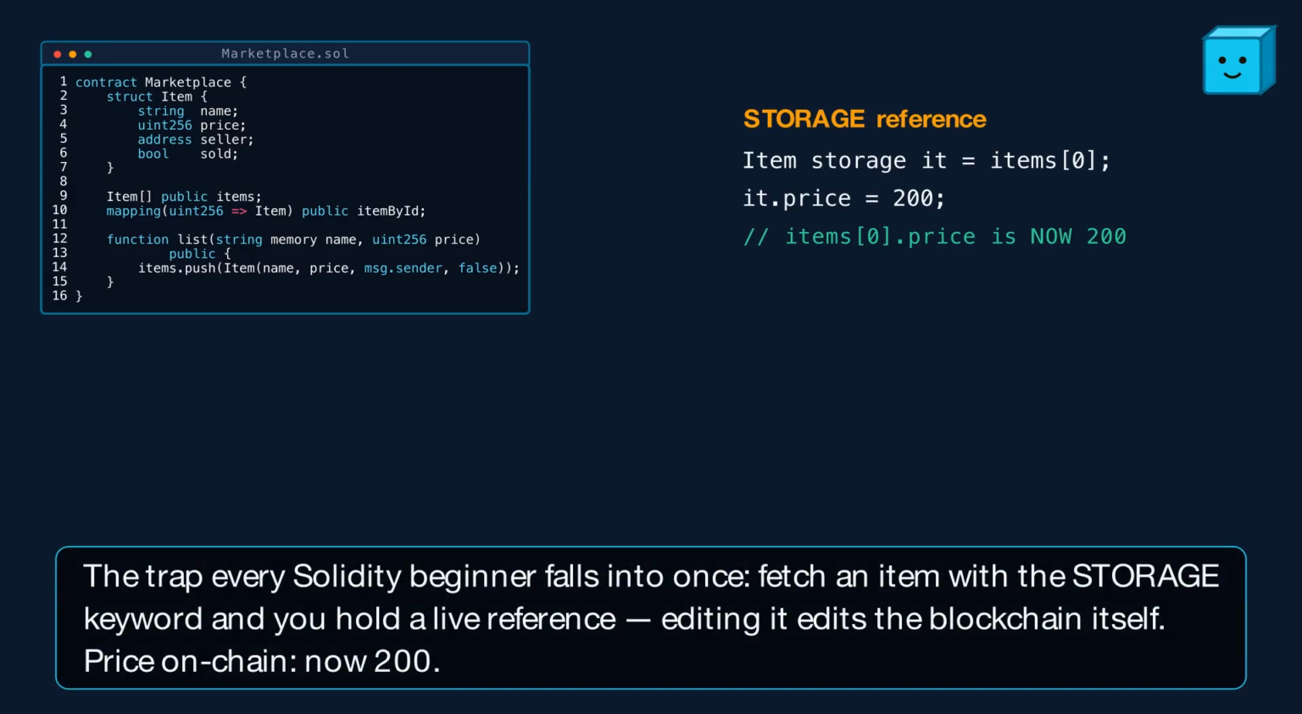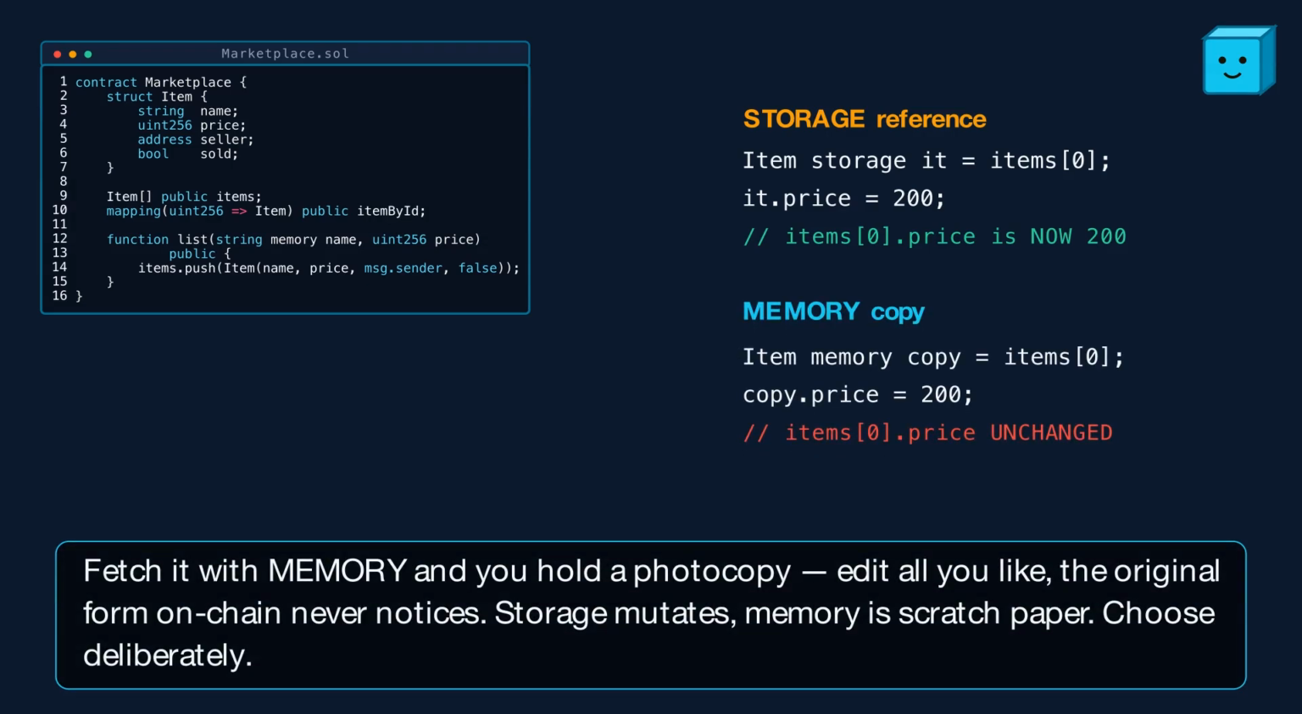The trap every Solidity beginner falls into once. Fetch an item with the storage keyword and you hold a live reference. Editing it edits the blockchain itself. Price on chain, now 200. Fetch it with memory and you hold a photocopy. Edit all you like. The original form on chain never notices. Storage mutates. Memory is scratch paper.